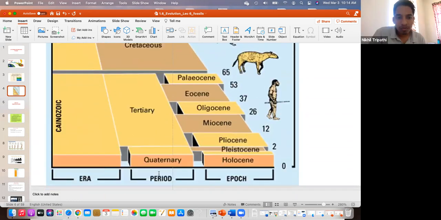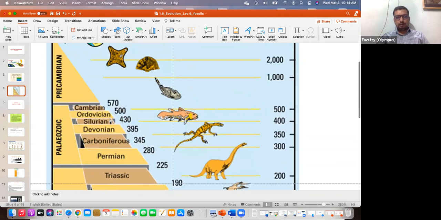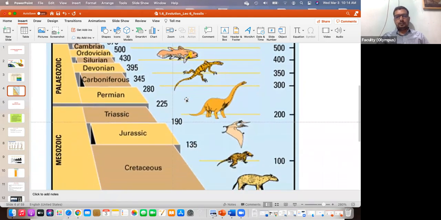As I was telling you, the middle column is periods. There were many periods: Cambrian, Ordovician, Silurian, Devonian. These periods were part of the old Paleozoic era that we talked about, where other life forms slowly showed up, eventually leading to the Mesozoic era, where we talked about life forms like dinosaurs originating.